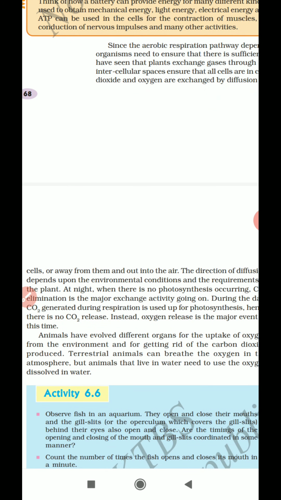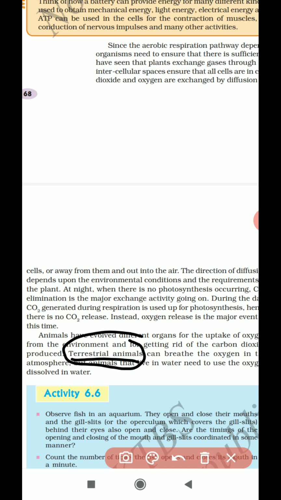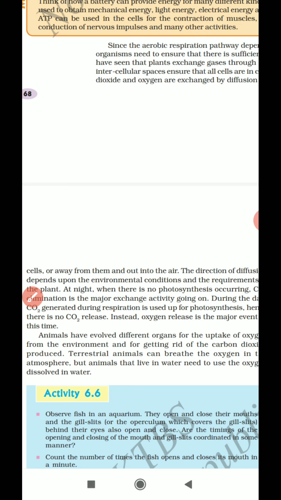stomata. Yes, one thing again you have to know is that one is terrestrial animals and another is aquatic animals. What are terrestrial animals? Terrestrial animals means the animals which live on land. Can you give an example? Yes, there are many examples of animals which live on land. That is humans, we also live on land, and dog, cat, lion, tiger, deer, bear, everything are terrestrial animals.